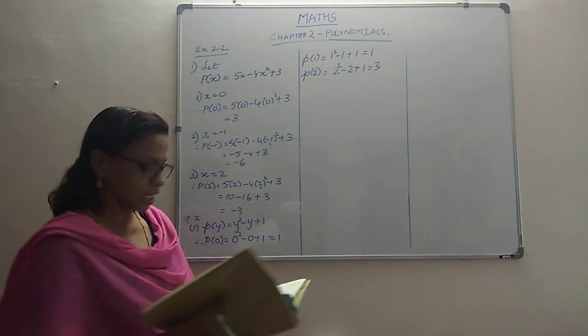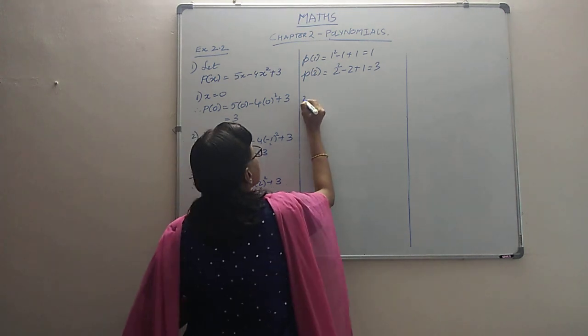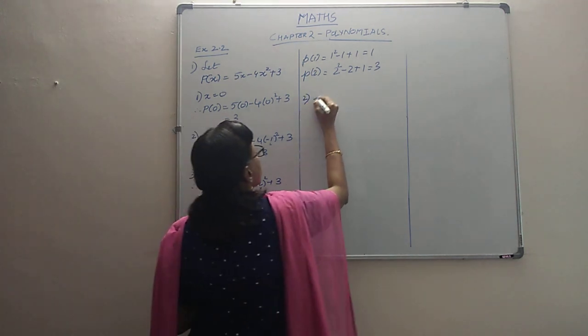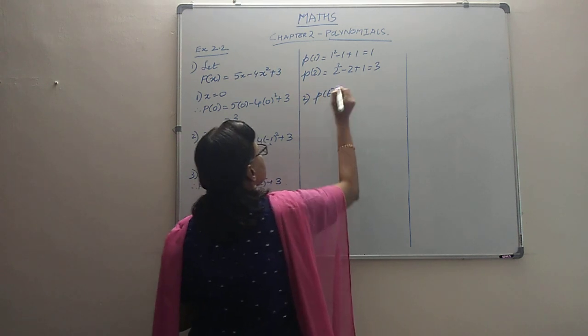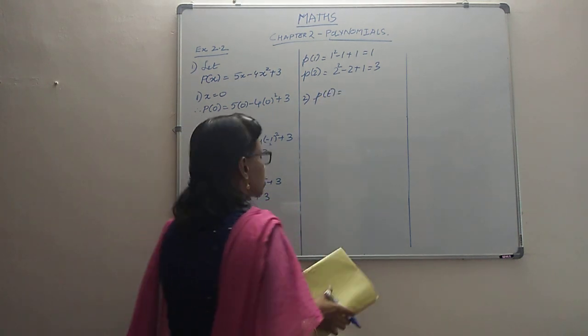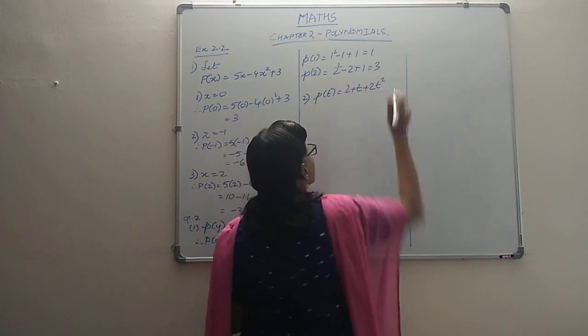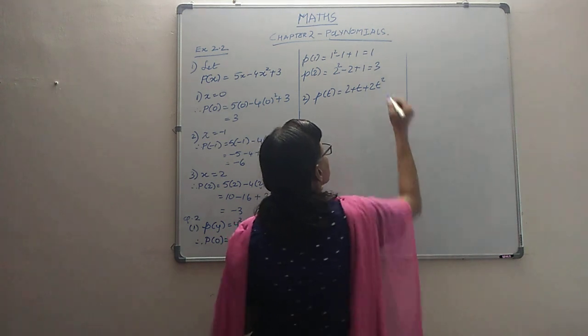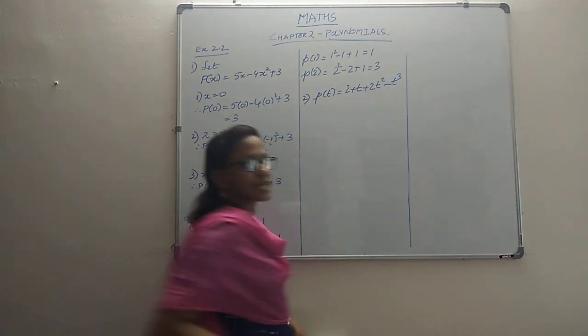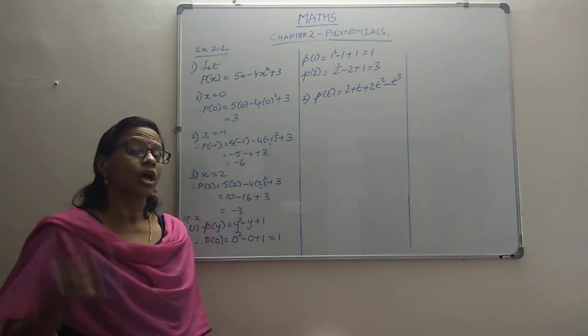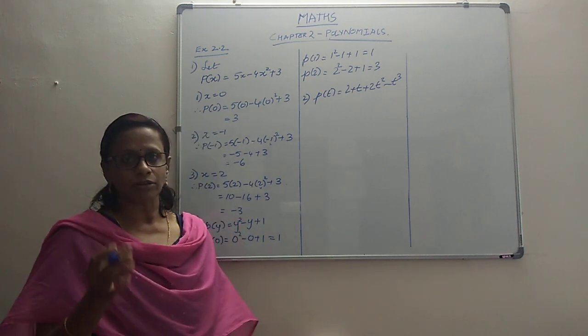We have the second subpart here in which they give us the polynomial p of t as 2 plus t plus 2t squared minus t cube. We all know the question. We have to find out p of 0, p of 1, and p of 2. Wherever t comes, put that value, get the answer.